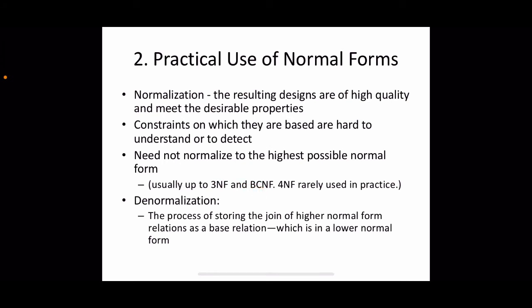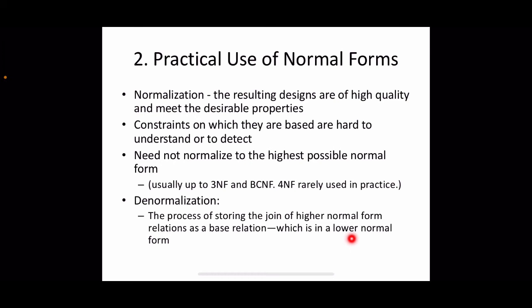Another point to be noted is that database designers need not normalize to the highest possible normal form because of performance reasons. So the relations may be left in a lower normalization status, even up to 2NF only, because of performance issues. Another definition is denormalization. Denormalization is the process of storing the join of higher normal form relations as a base relation, which is in a lower normal form.